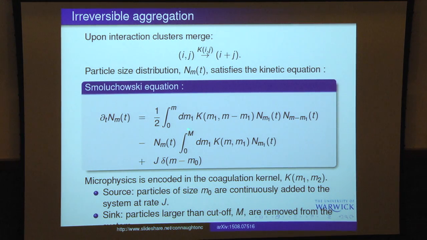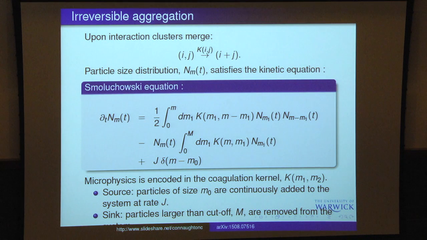If M was set to infinity, you'd have a formal conservation of the total amount of mass in the system. But with this capital M present, you don't. You break the mass conservation explicitly, and if clusters become big enough, they're basically removed. So it's a sink. You can have a source of monomers if you want. I'm not going to talk about that today, so you can ignore it.